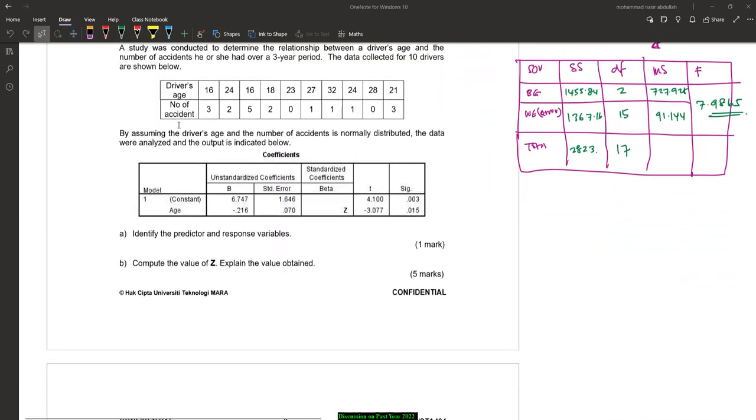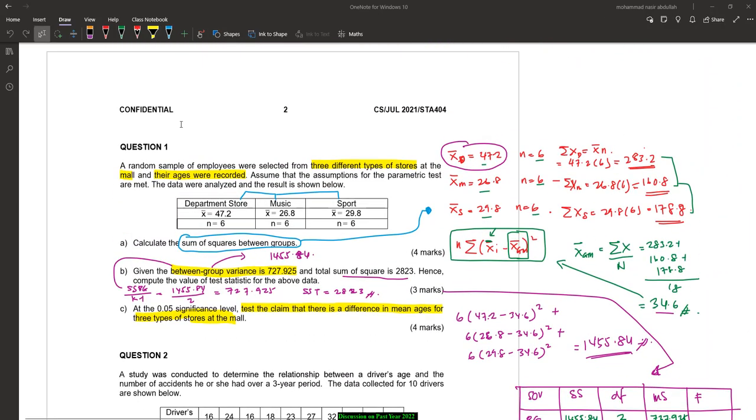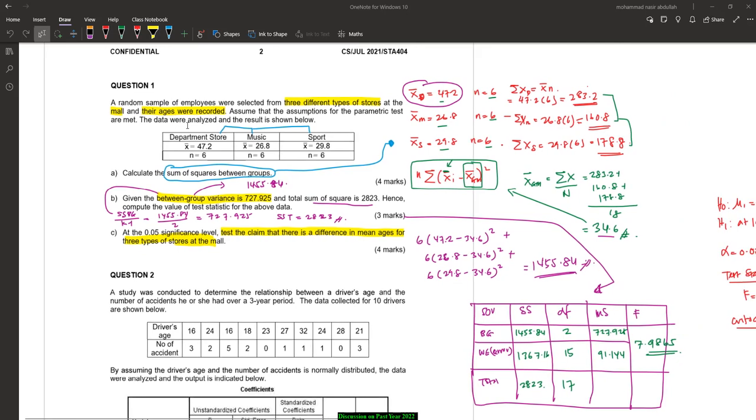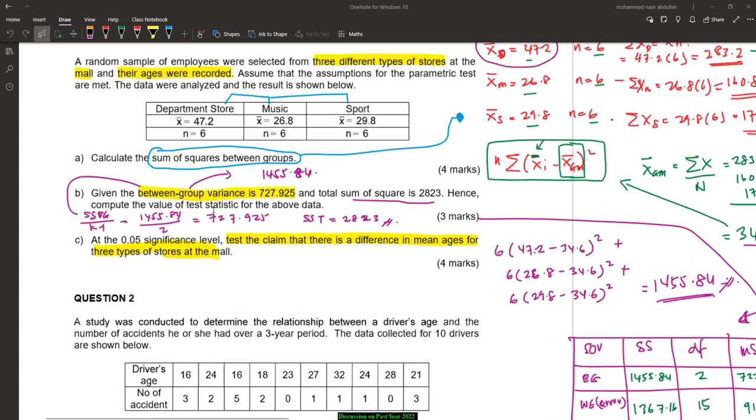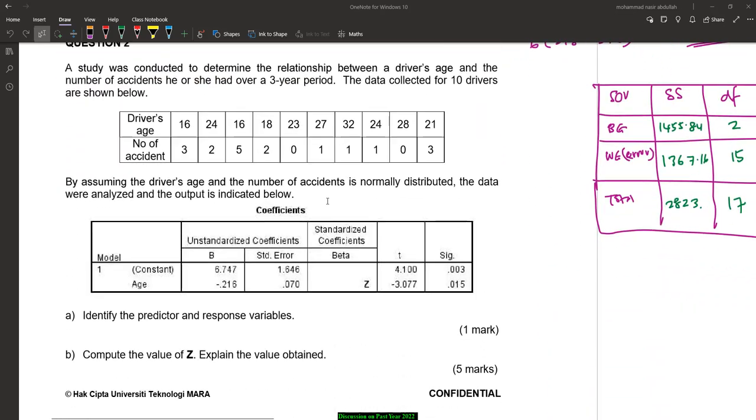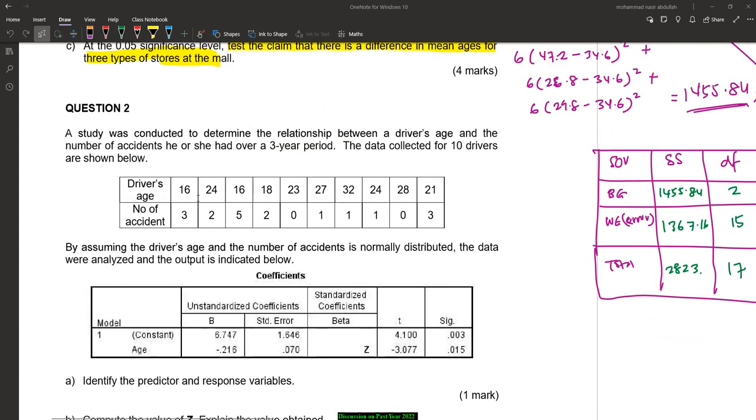So we move to question number 2. Right, question number 1 kita dah discuss yesterday. Remember dalam kelas yesterday kita dah tengok how to calculate ANOVA from a given value. Right. So now let's move to this question number 2.